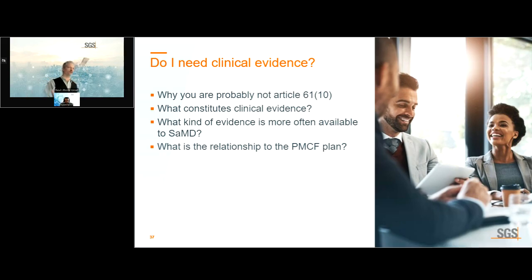Let me start with the most basic sentence that I can say. Please remember that we're secondary to you, and we don't always know everything you know coming into it, so have mercy on us. The second most important thing I will say today is you are probably not Article 61(10). Let me say that again. You are not Article 61(10). The odds of you being 61(10) are outstandingly low.